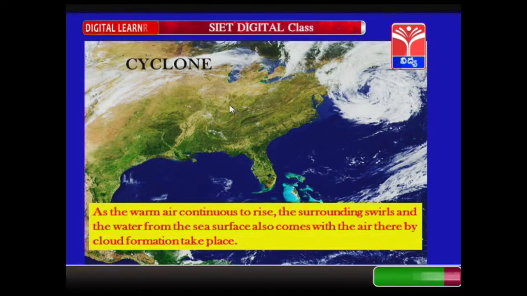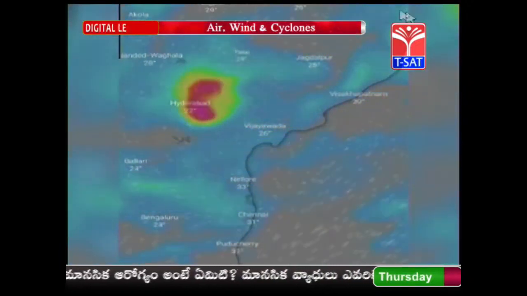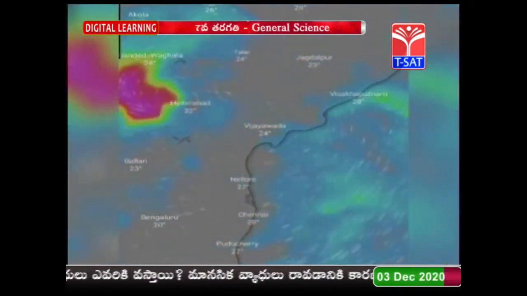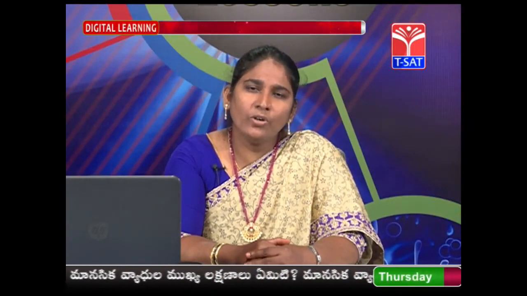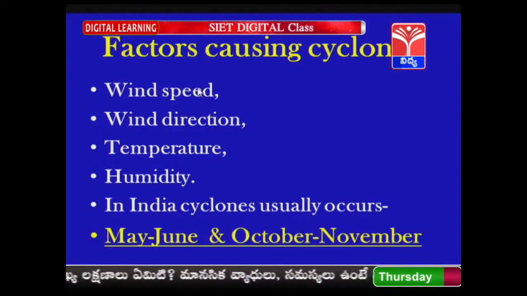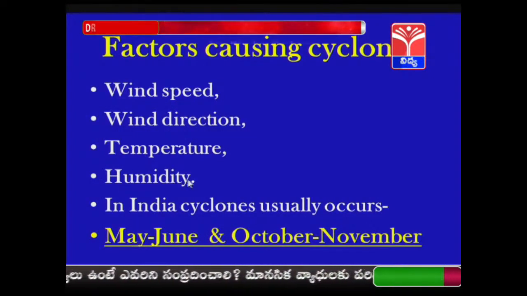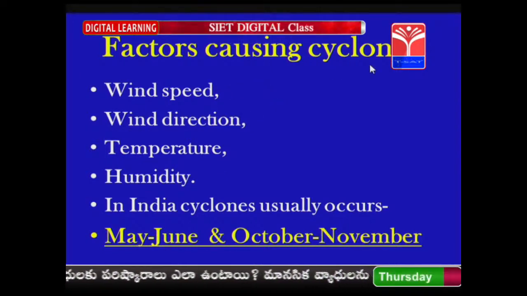Children, try to look at the video taken by the satellite. See how the clouds are moving, the air is also moving, and you also see the water rushing onto the coastal areas. Children, here are some of the factors which are causing cyclones, look here: wind speed, wind direction, temperature, humidity. So, these are the factors which are mainly responsible for the occurrence of cyclones.